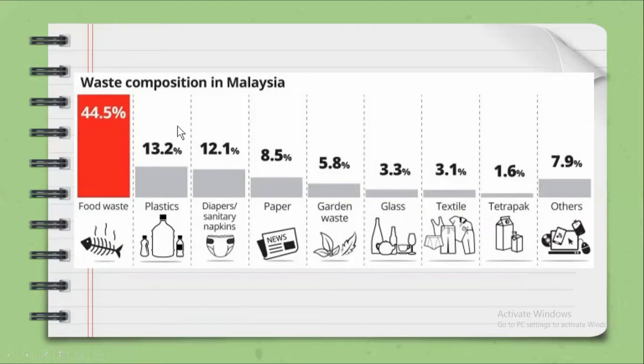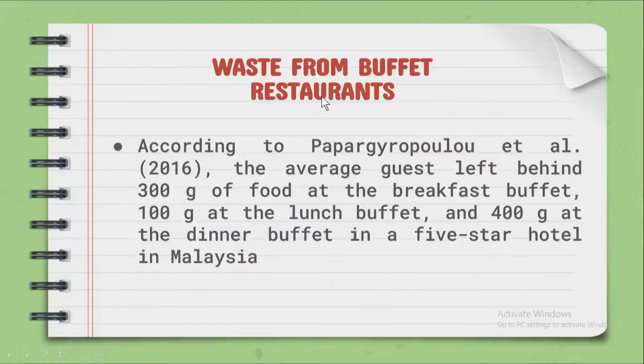Okay, this is the statistic of waste from buffet restaurants in a study in 2016. The average guest left behind 300 grams of food at the breakfast buffet, 100 grams at the lunch buffet, and 400 grams at the dinner buffet in a five-star hotel in Malaysia. And the total food waste from this case is 800 grams per day. And other than food waste, there are many types of waste and will be presented by other presenters.